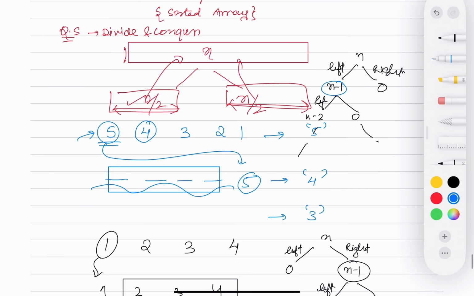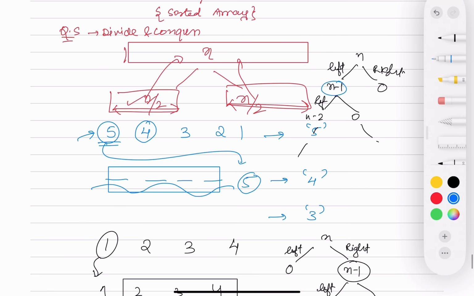Whereas in the best case and average case, you are taking care of the n by 2 elements. So remember there we have written that T of n is equal to 2T(n by 2) plus n. This is for the minimum number of comparisons. So what will change? This thing will change.